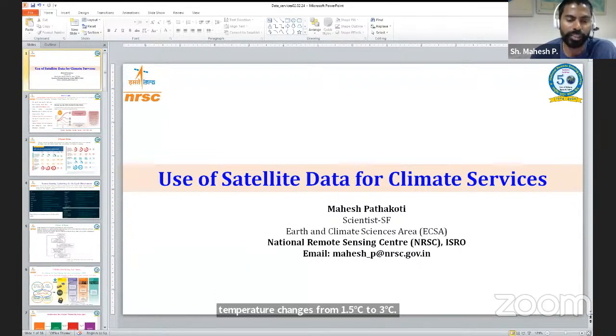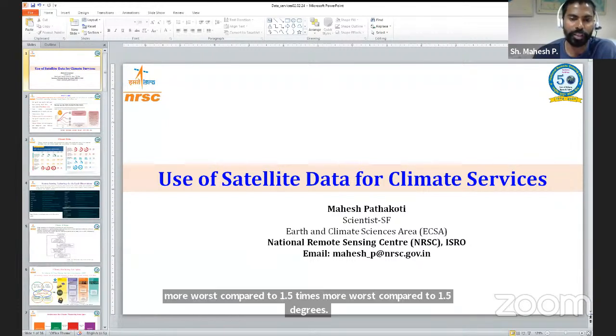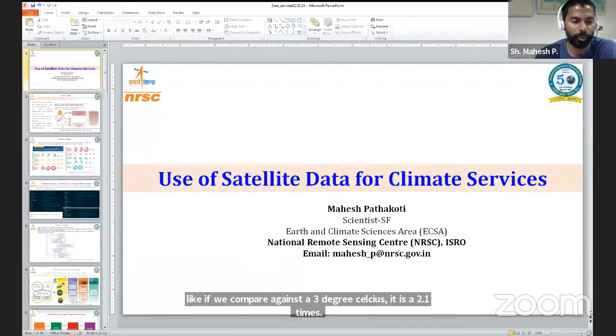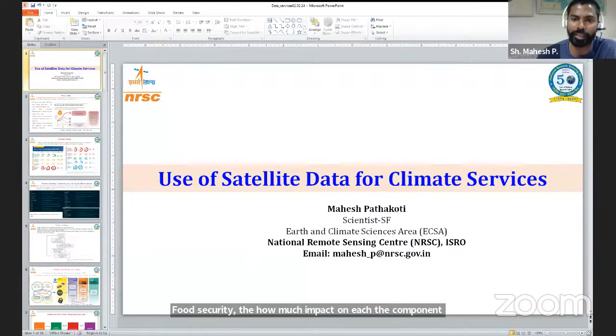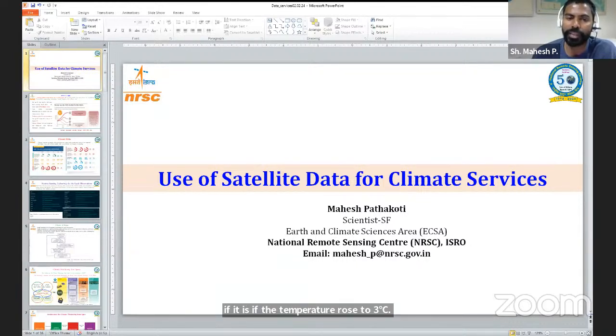If you compare 1.5 degrees versus 2 degrees Celsius, it is 1.3 times worse. If you compare against 3 degrees Celsius, it is 2.1 times worse. So drought, food security, and how much impact each component has are projected in the IPCC AR6 report. Also extreme events: in a particular year, we'll see 45 to 58 days if the temperature is less than or equal to 1.5 degrees Celsius, and around 67 days if the temperature rises to 3 degrees Celsius. So extreme events will increase 2 to 4 times. Sea level rise is 0.28 meter if the temperature is close to 1.5 degrees Celsius.